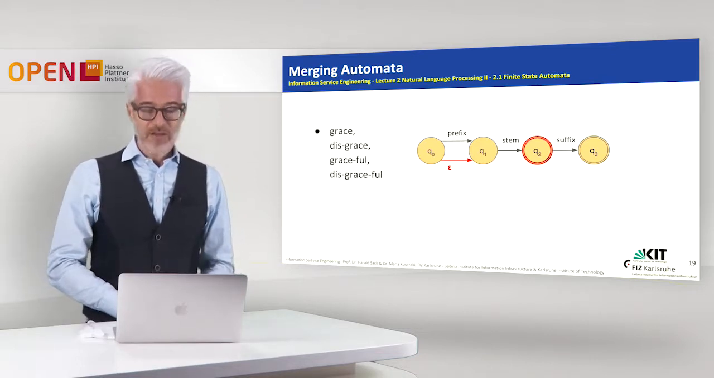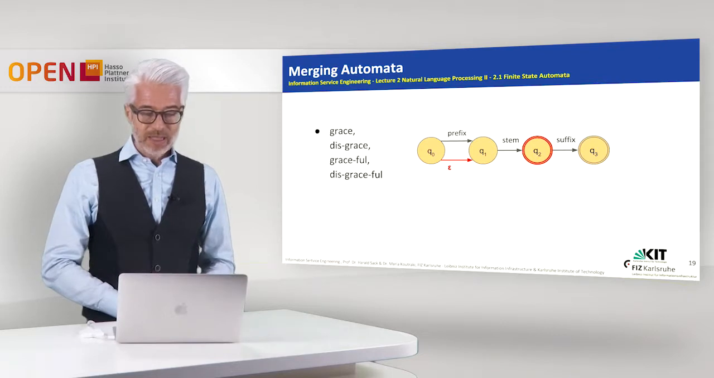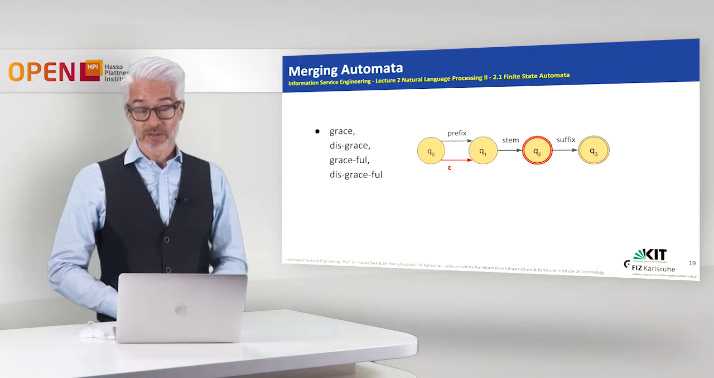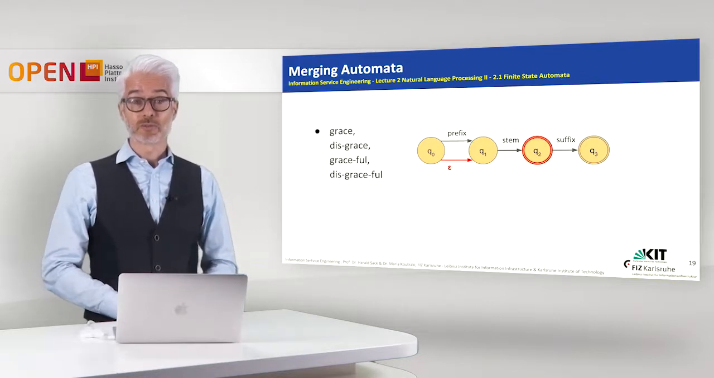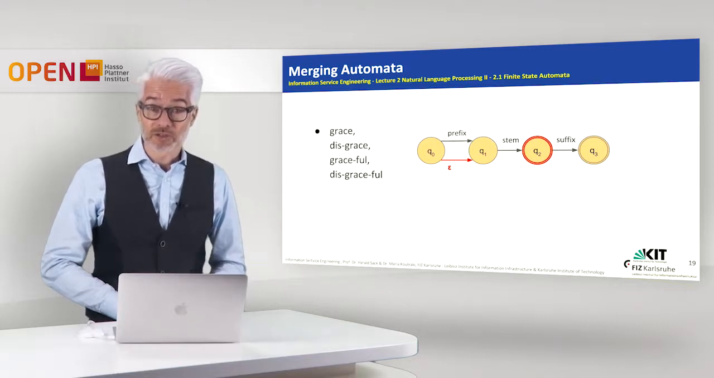So we start here in Q sub zero. And then, for example, if there is a prefix, like for disgrace or disgraceful, we continue to go to Q sub one. Otherwise, if there is no prefix, we might also go to Q sub one by following the epsilon transition.